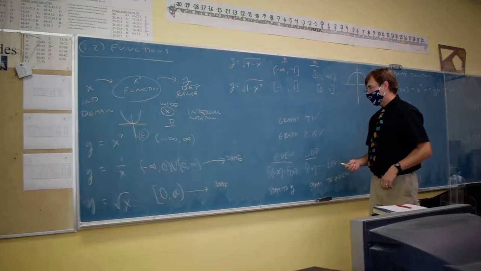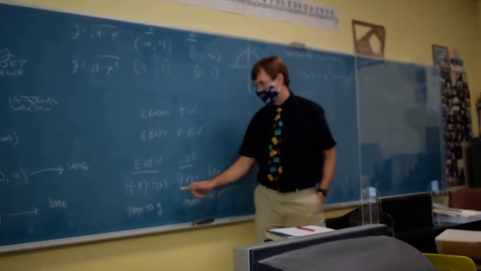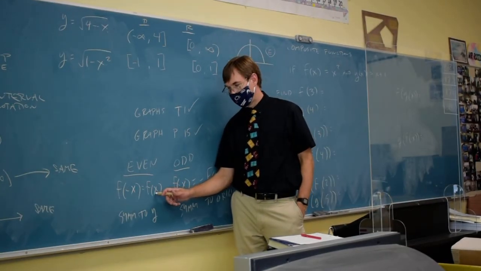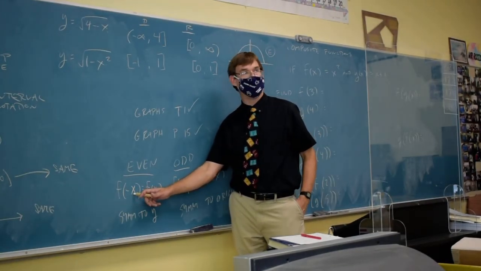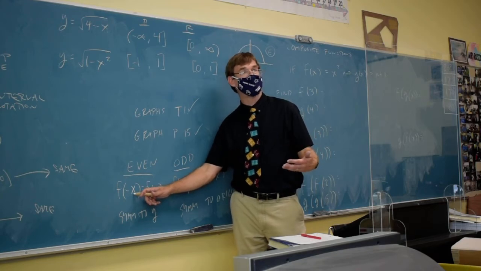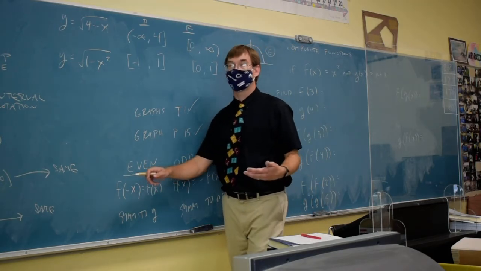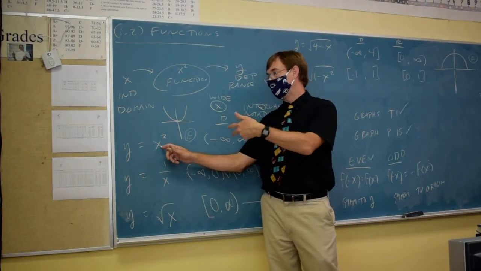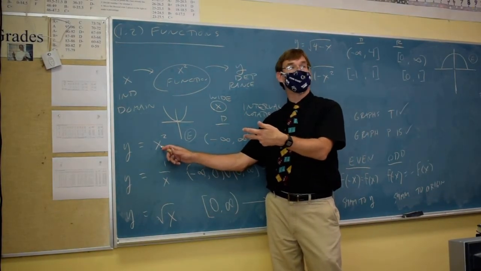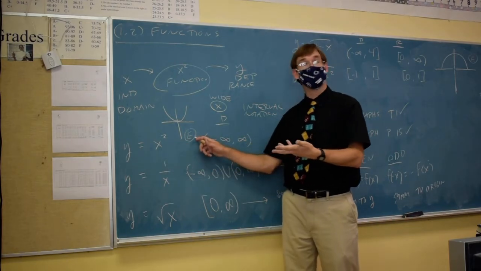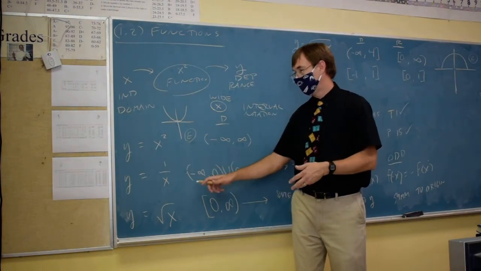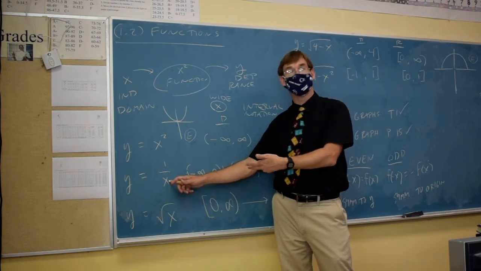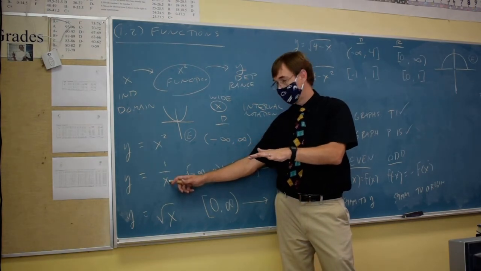If we didn't have a graph, another way you could test that is, think about what would happen if you put in a positive number versus putting in a negative number. Would the results match? On this, if I put in 3 and I put in negative 3, would the results match? Yes, another reason why it's even. Something like this, if I put in 3 versus putting in negative 3, would those match? No, so that is not even.